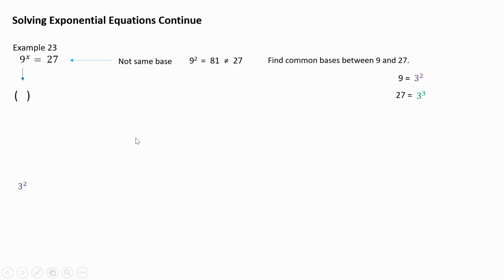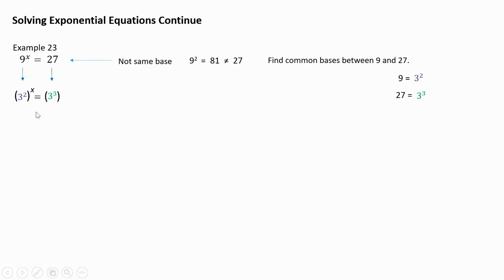Okay, now example 23. Let's do one more. Not the same base, so let's make it the same base. So we always start with 9 to the second power. Does it give me 27? No, it doesn't. That means I have to find the common base between 9 and 27, which is going to be 3. 9 is equal to 3 squared, and 27 is equal to 3 cubed. So I'm going to replace 9 with 3 squared and 27 with 3 cubed. 3 squared, bring down the x as the exponent, and 3 cubed.